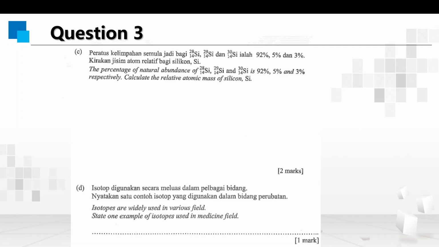Calculate the relative atomic mass for silicon. For this one we have the formula. For relative atomic mass, percentage times the nucleon number: 28 with 92%, silicon-29 with 5%, then silicon-30 with only 3%. The total should be 100%. Then divide by 100, and you will get the relative atomic mass, which is 28.